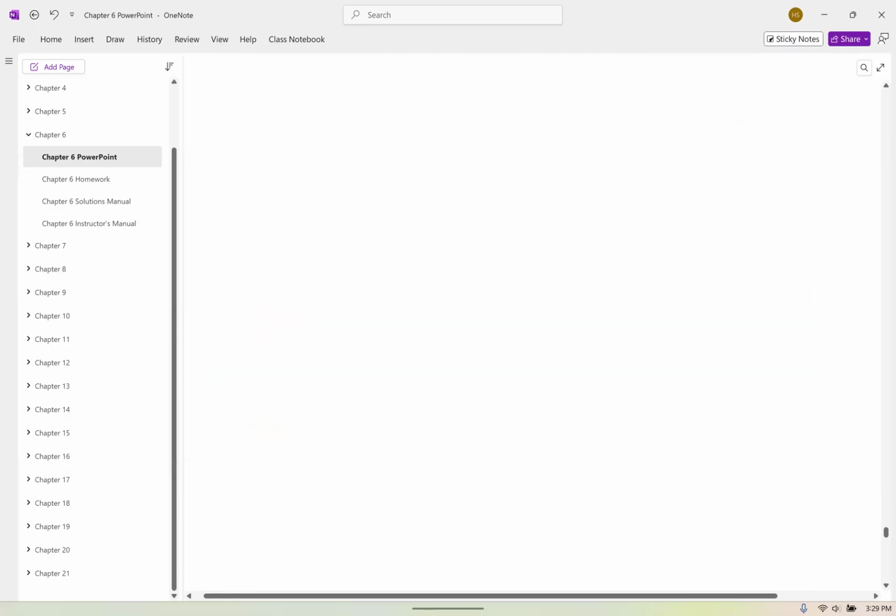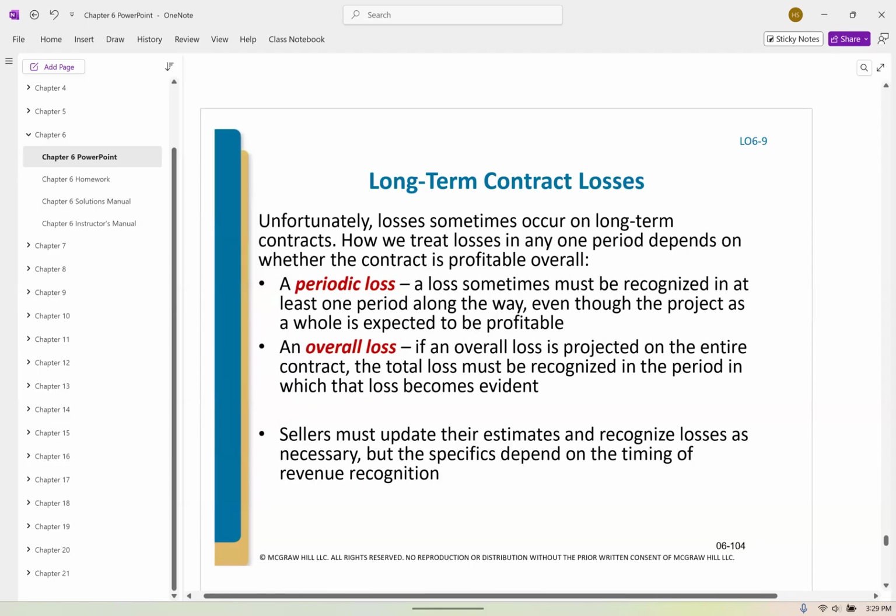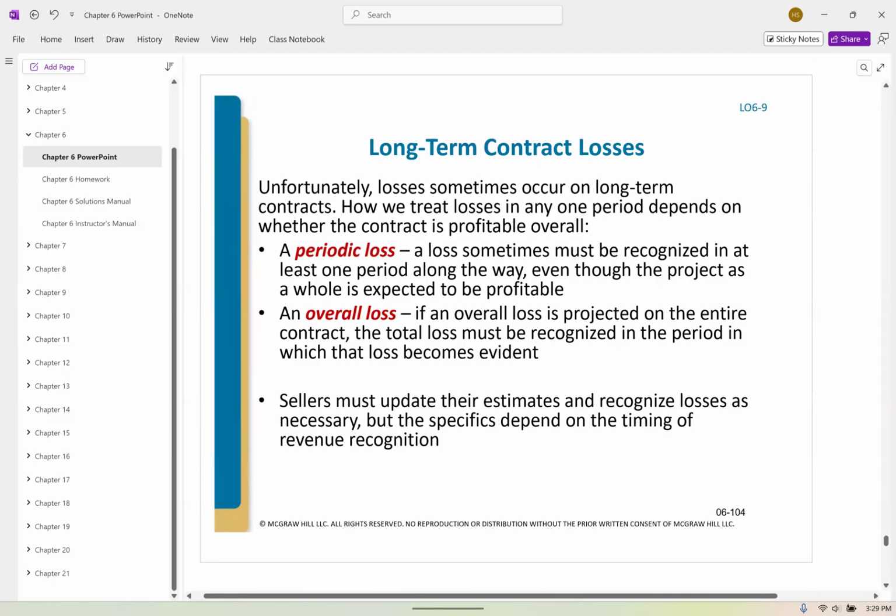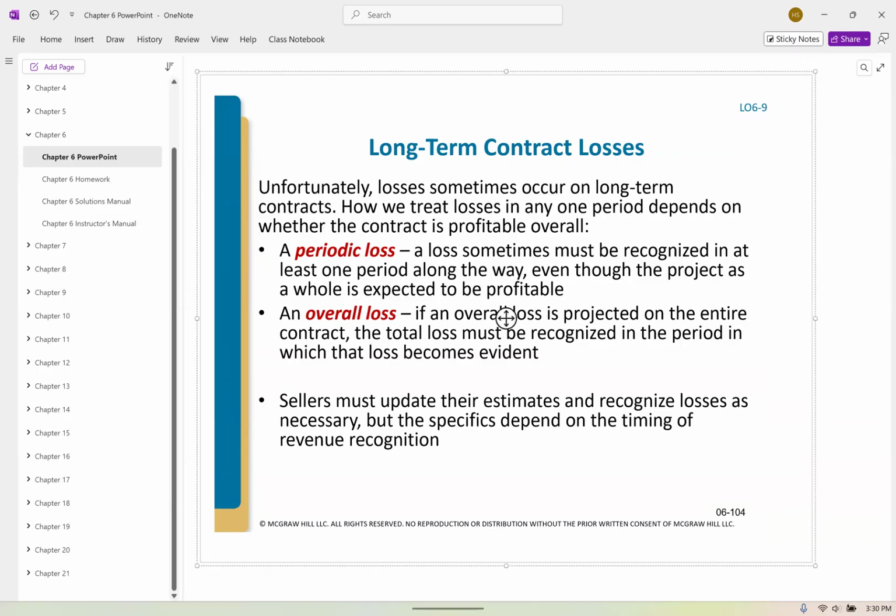I went through here and deleted some slides because there was a lot. And there was one problem that I just kind of thought was redundant, so I just took it out. So now we're going to look at long-term contract losses. Okay, losses are a reality when it comes to long-term contracts. Sometimes whenever you realize that there is going to be a loss, you need to go ahead and record a loss. Okay. Could be an overall loss, it could be a periodic loss.